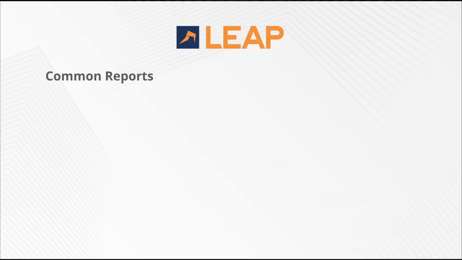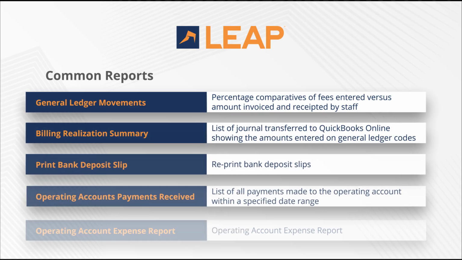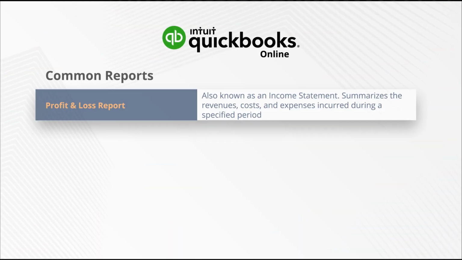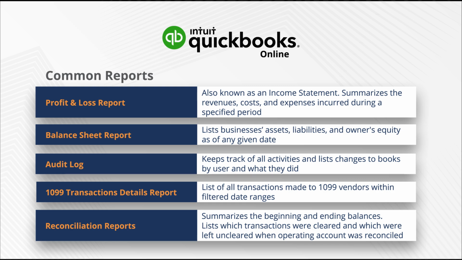Common Leap reports include the general ledger movements, the billing realization summary, and more. These reports will assist you in determining any client-related fees and expenses that the firm has invoiced or collected. QuickBooks Online will focus on reports for the firm's overall operating expenses, which will include transactions related to the firm's operating costs and any items that are not client-related. Common QuickBooks Online reports include the profit and loss report, the balance sheet report, and more.